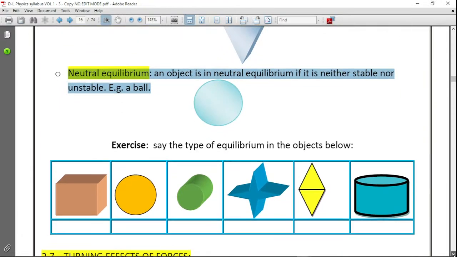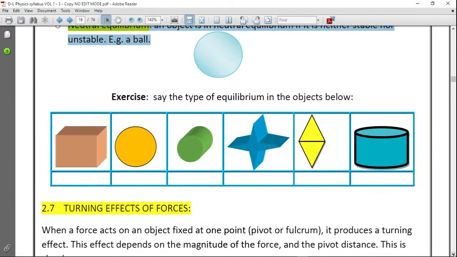So let's look at these examples and describe the types of equilibrium that we can find. Go through and describe the different ones that you can find.